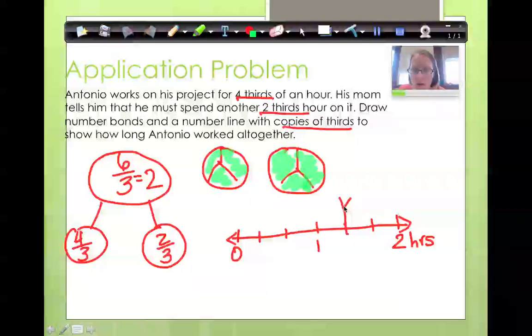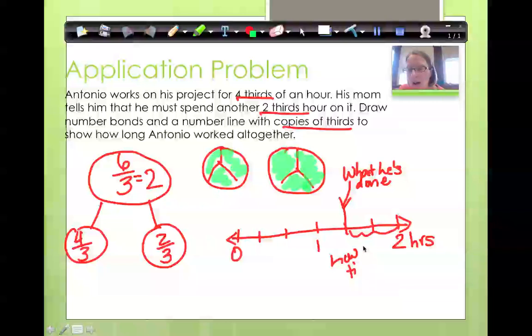That right here, he's done. And then this part right here is how much time is left. Okay, so here's the 4/3, here's the 2/3, and that would give me a total of 2 hours. Okay, excellent.